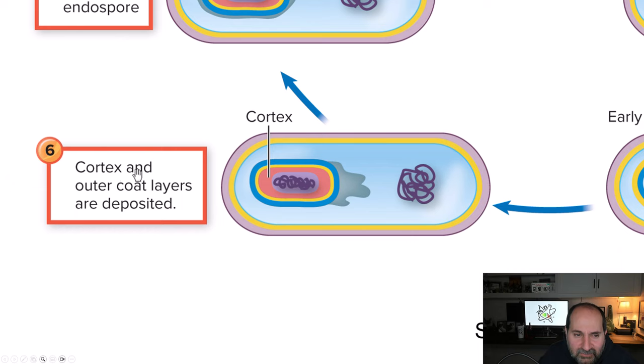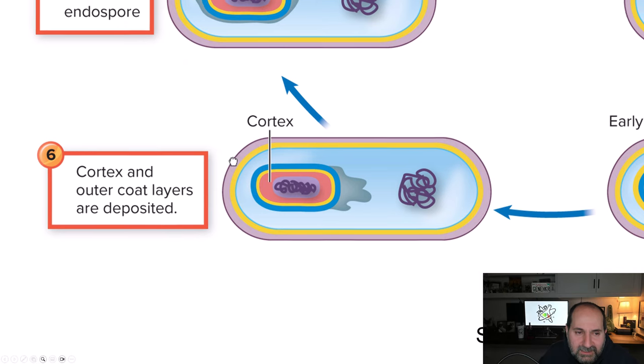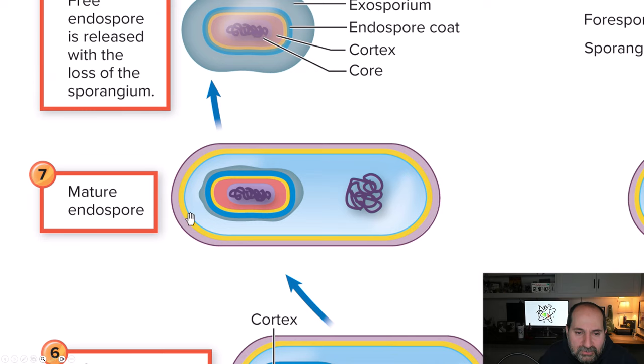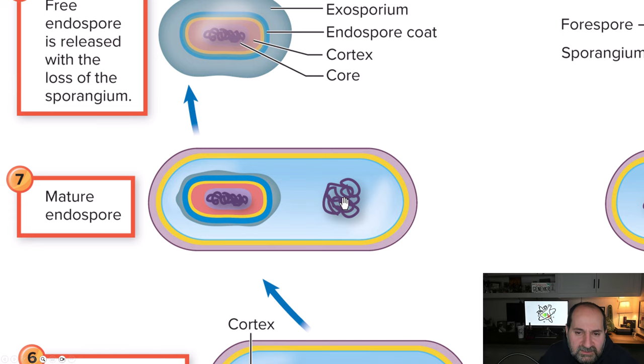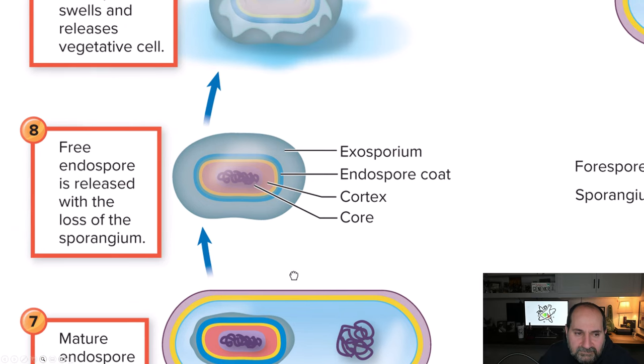Next, a cortex forms around the forespore. What's a cortex? It's made up of peptidoglycan. Remember, peptidoglycan is that sugary proteinaceous stuff that makes up the cell wall of bacteria. So imagine, this is the forespore. It's DNA surrounded by a plasma membrane and a cortex. The cortex is made of peptidoglycan. Then the mature endospore forms. So the endospore is maturing. And by the way, at this point, this other copy of the DNA gets degraded.